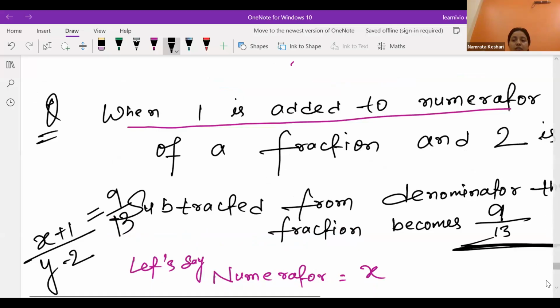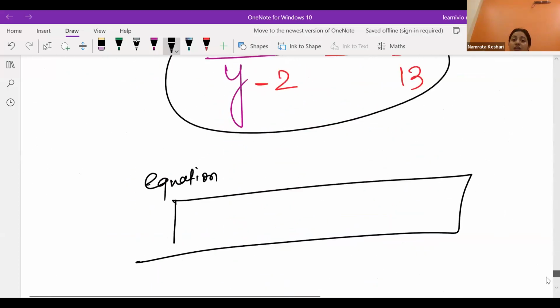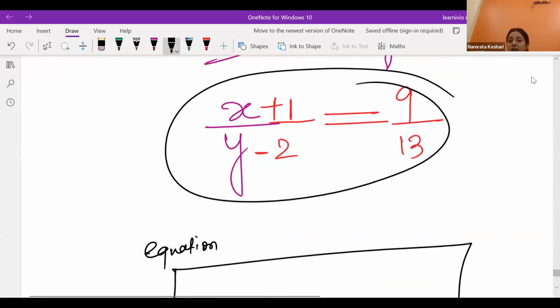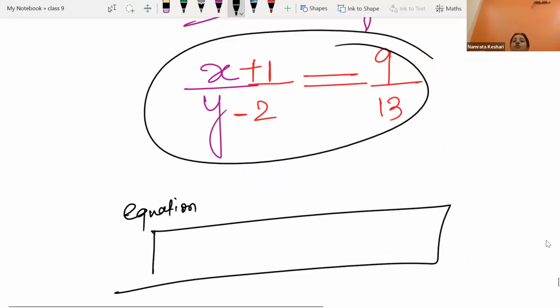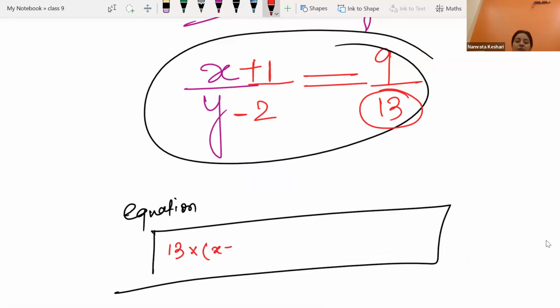Now we need to create the equation properly. This is not our final answer. It's our responsibility to write it in standard form. If not in standard form, we can also leave it in that form, but the denominator should not be there. So we will do the multiplication. This 13 we take to the LHS, it will be 13 into x plus 1, and this 9 we keep as it is. Y minus 2 we bring to the RHS, so 9 into y minus 2.